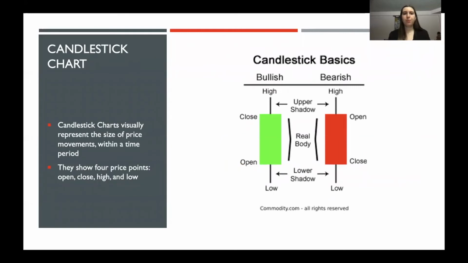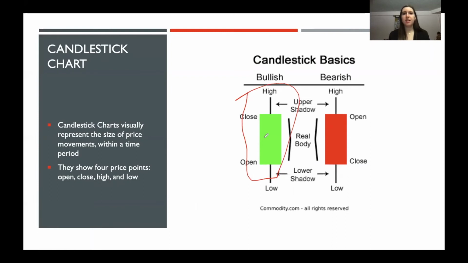So the candlestick chart is one of the main charts that's used in technical analysis, especially for stocks. Candlestick charts visually represent the size of the price movements within a certain period of time, that period of time being represented with these candlesticks.